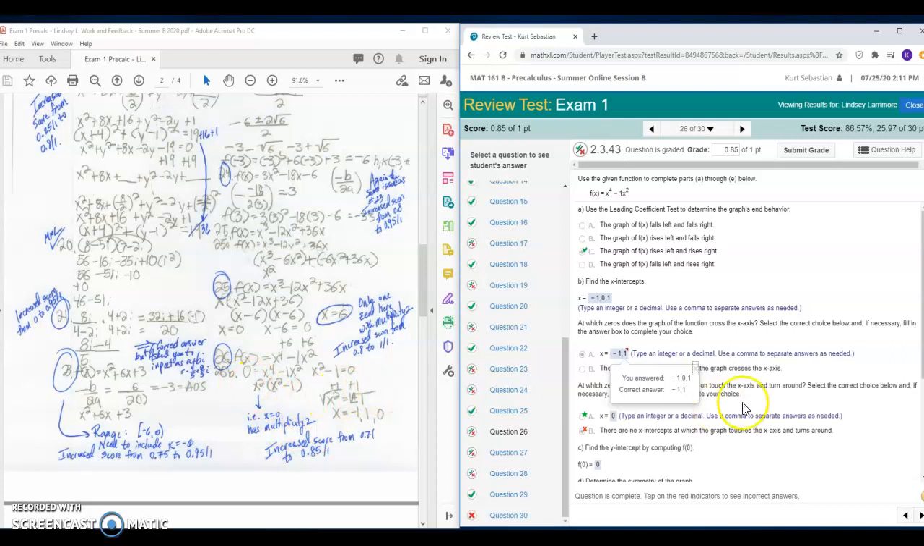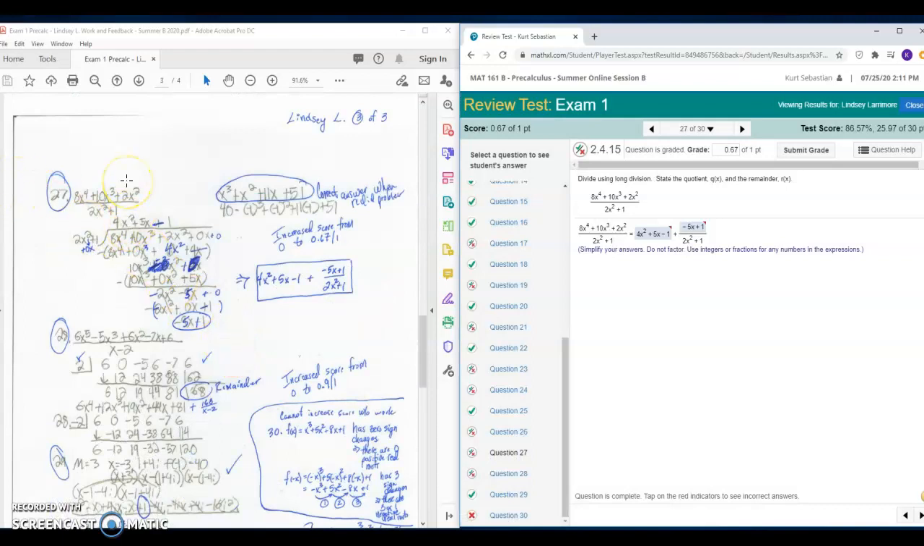So it would not cross the x-axis at x equals 0. Down here, then, you should say that at x equals 0 it grabs the x-axis and turns around, because it has a multiplicity of 2. So really that's all you missed there. Went from a score of 0.71 to a score of 0.85, but that's a key point, so make sure you understand that.